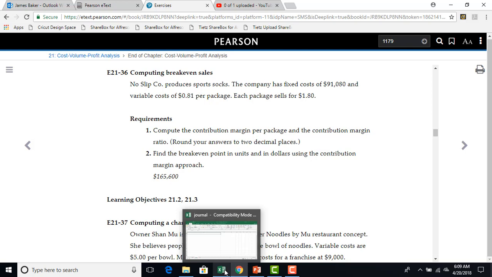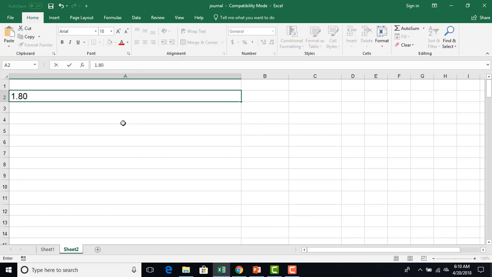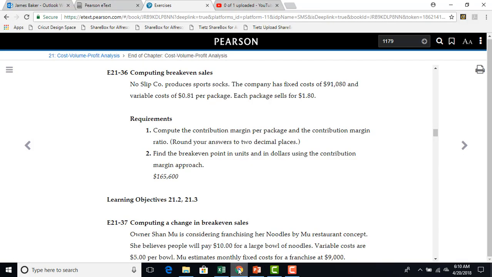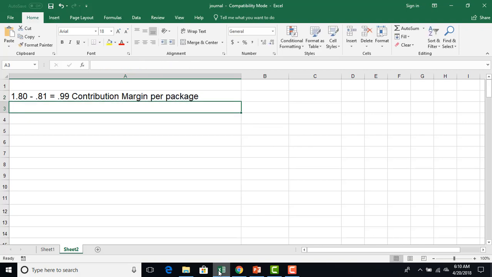Alright, the contribution margin per package. Remember, the contribution margin per package is just the selling price per package minus the variable cost per package. For this one, that would be $1.80 minus 81 cents. So 180 minus 81 equals a 99-cent contribution margin per package. That's my contribution margin per package.